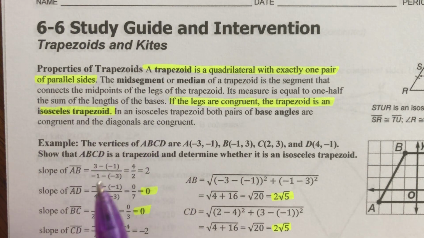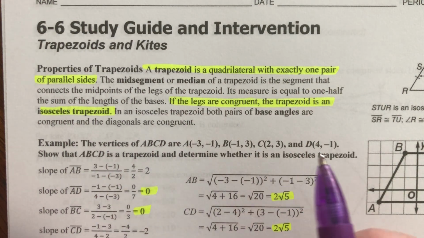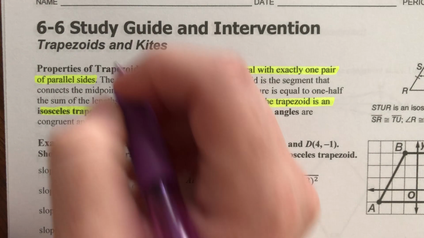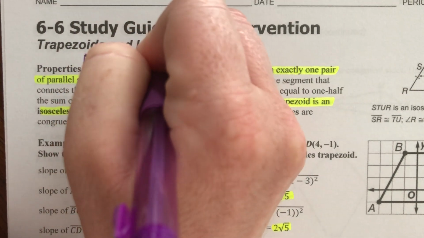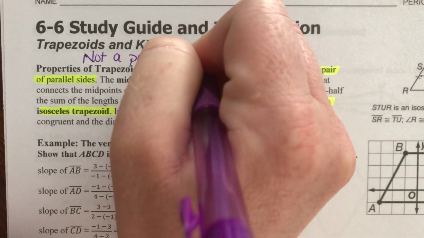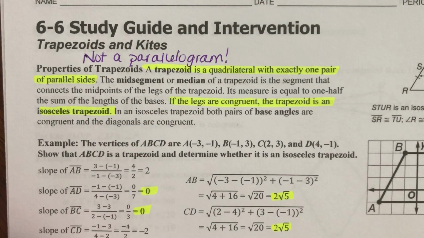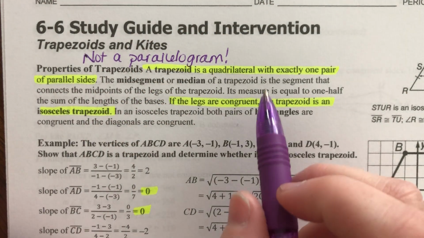So is a trapezoid a parallelogram? No, it's only got one pair of parallel sides. Parallelograms have to have two pairs of parallel sides. So we're going to write not a parallelogram. It is not, but it is a quadrilateral. It's a four-sided shape, right?